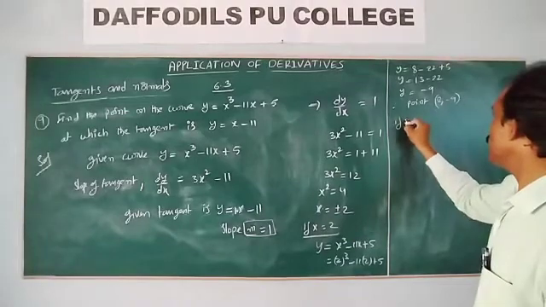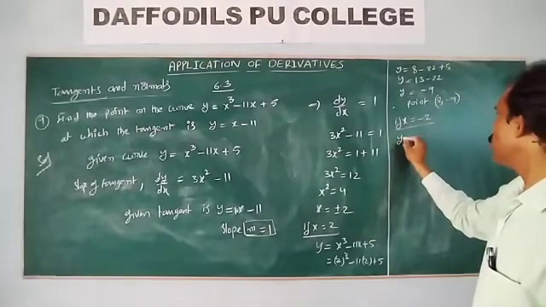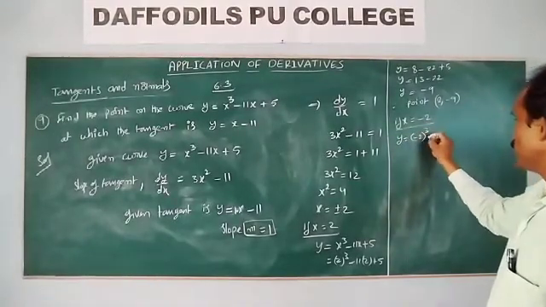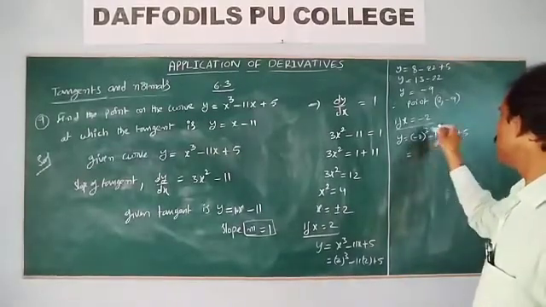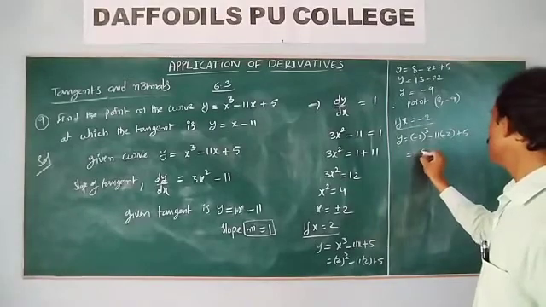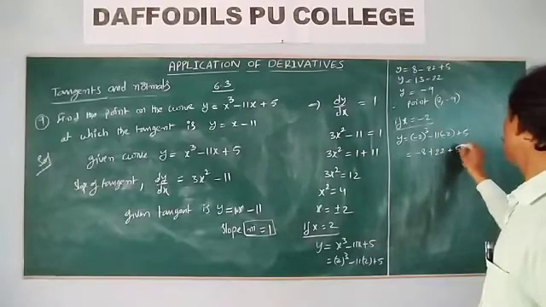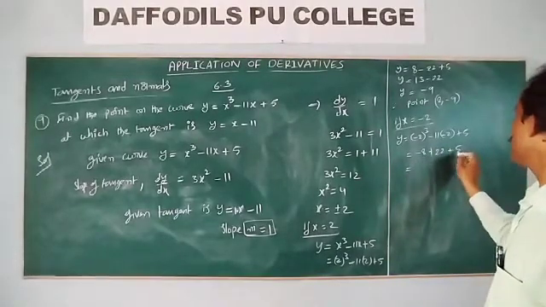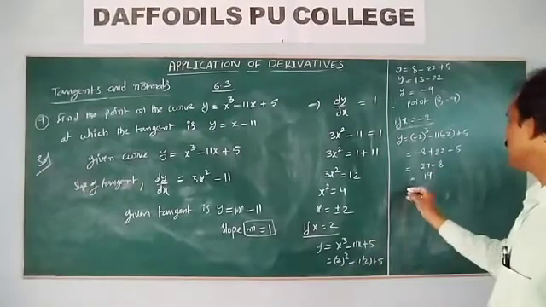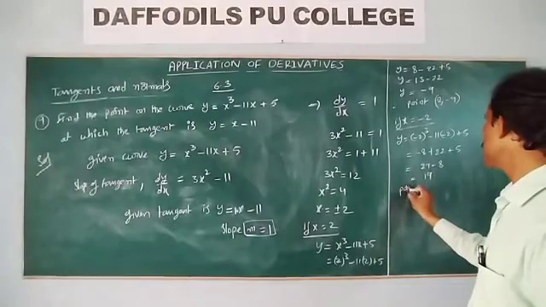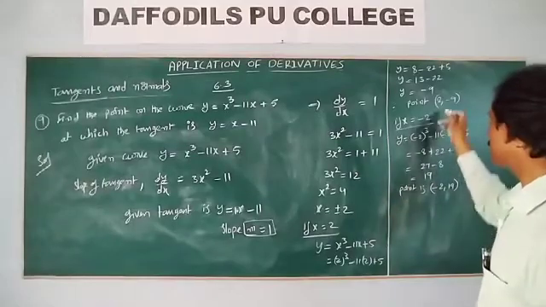Second point. If x is equal to minus 2, what is the y value? y is equal to minus 2 whole cube minus 11 of minus 2 plus 5. Minus 2 whole cube means minus 8, and minus into minus gives plus 22, plus 5. 22 plus 5 is 27, minus 8, so the value is 19. The point is minus 2 comma 19.